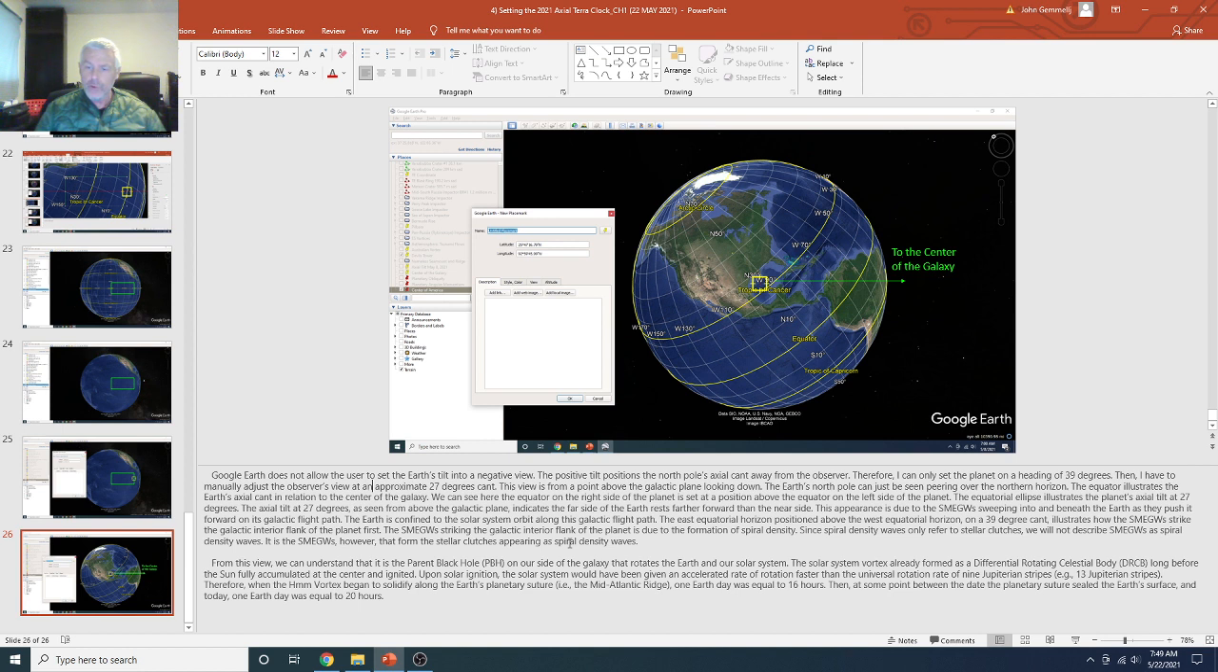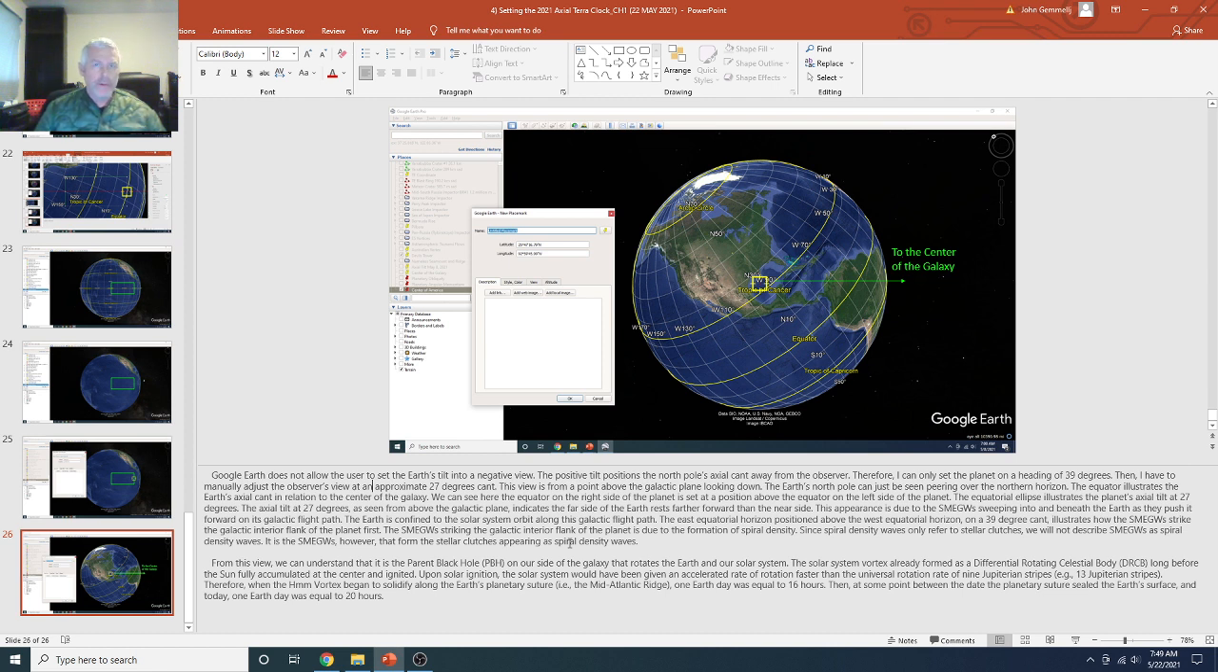The solar system vortex already formed as a differential rotating celestial body long before the sun fully accumulated at the center and ignited. Upon solar ignition, the solar system would have been given an accelerated rate of rotation faster than the universal rotation rate of 9 Jupiterian stripes, for example, 13 Jupiterian stripes. Therefore, when the vortex, which somewhere along the line I probably put out a video for, well, we'll get back to that too, began to solidify along the Earth's planetary suture.